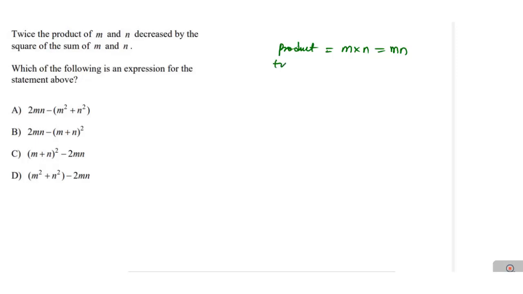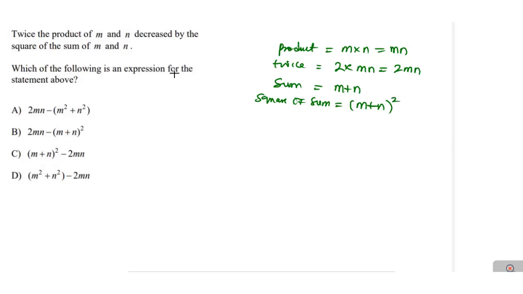Now it says twice the product. So twice this particular product will give us 2 times mn, and that will give us 2mn, right? Decreased by the square of the sum. Now, before we can get the square of the sum, we need to get the sum. The sum of m and n, sum basically being the result gotten from addition, will be m plus n. So decreased by the square of the sum. Sum is the same thing as m plus n.